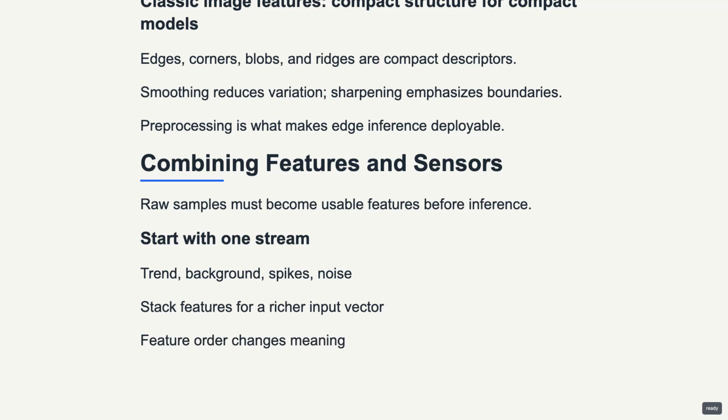Order matters because the model reads the feature vector position by position. If the positions change later, the same numbers no longer mean the same thing. And on an edge device, every extra feature also costs time and memory.